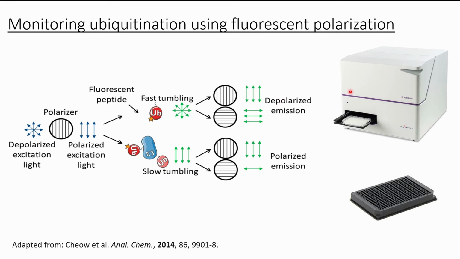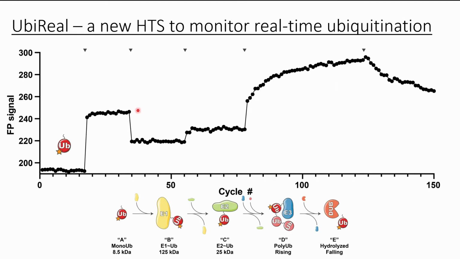And so we had a CLARIOstar from BMG Labtech in the lab, and we began to play around with this idea. So when we tried to use fluorescent polarization to comprehensively monitor the entire ubiquitin pathway, this is the readout that we got, which was pretty exciting.